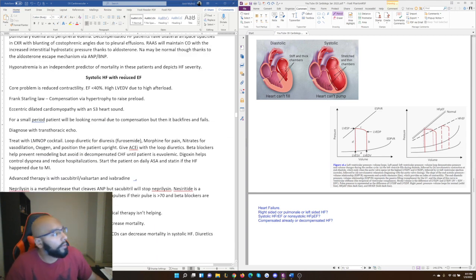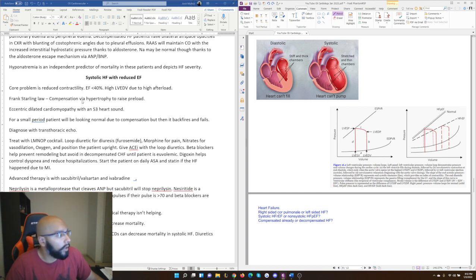So with heart failure with reduced ejection fraction, which is basically your systolic heart failure, the core problem is reduced contractility because it's so stretched and thin. Ejection fraction is lower than 40%. There's a high left ventricular end diastolic volume, which means that when diastole is finished, the volume in here is super high, right? And that's because there's a high afterload. There's a high pressure to pump blood into, so it's unable to pump blood into that aorta.